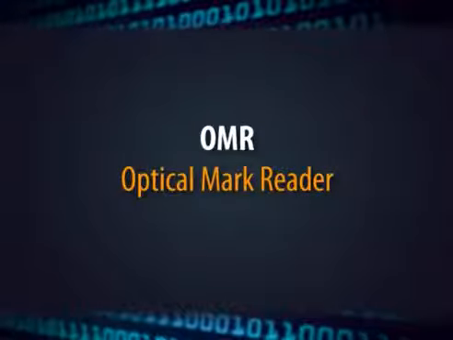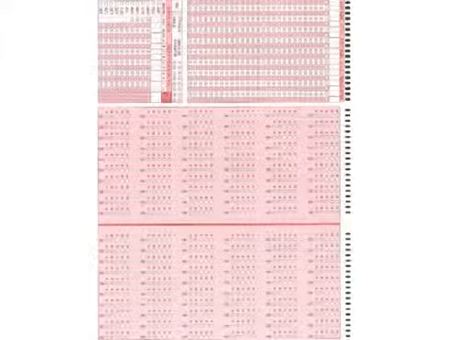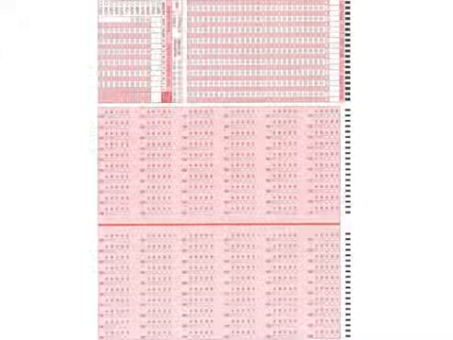The next reader in the category is the optical mark reader. The optical mark readers are capable of detecting marks made by the user on a sheet of paper. These marks are typically used to write options in an entrance test conducted based on objective type questions.